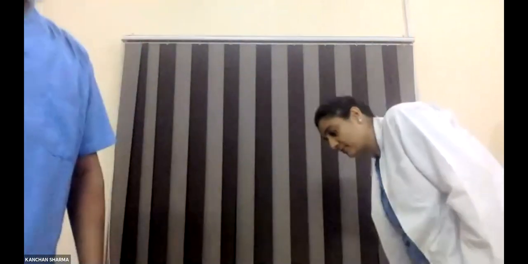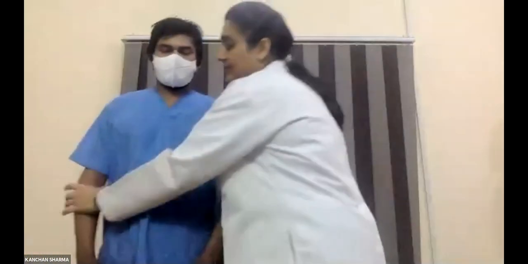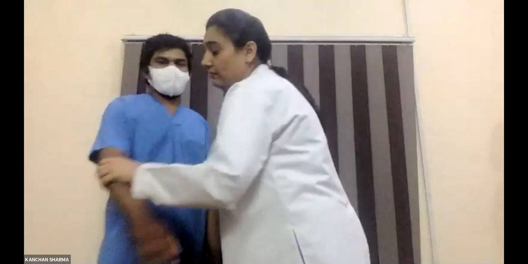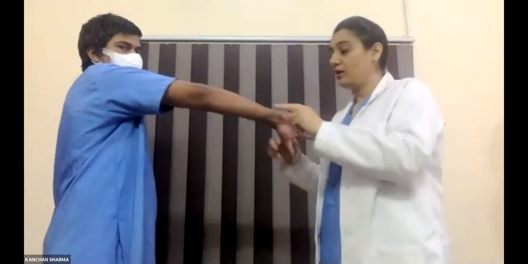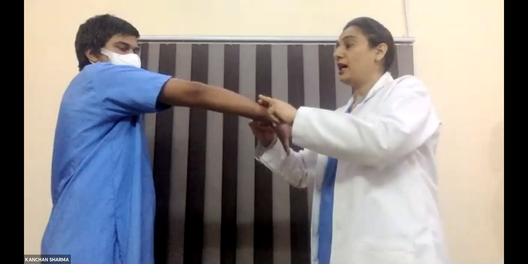Okay, then comes your O'Brien's test. O'Brien's test is again arm in the forward elevation, 10 to 20 degree of adduction, fingers down. Ask the patient to lift it.